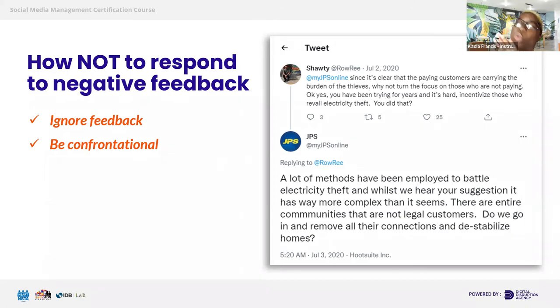I know for a fact, whosoever was running this JPS account got fired, because this was just not it. Not addressing the issue. Notice, they did not address what the person said, right?